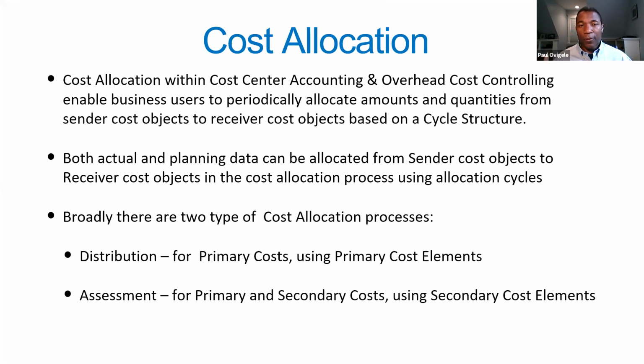For assessments, regardless of what cost is in the sending cost center, and by the way, with distribution, it's only primary costs that you can distribute, not secondary costs. For assessments, you can distribute primary and secondary costs, and it doesn't use the original cost element, it uses a secondary cost element. So in my example, that account 610000, which was in the shared cost center, if allocated to a production cost center, you wouldn't see that account in the production cost center. You'd see a secondary cost element, something else that has a cost element category of 42. So it could be anything that you define.